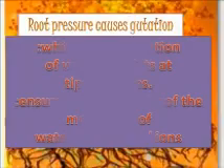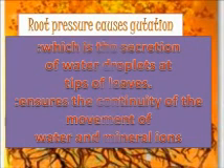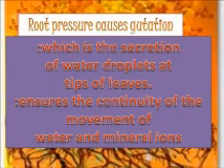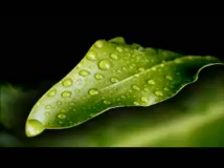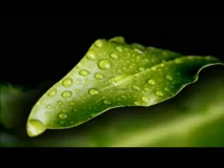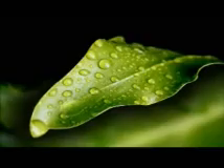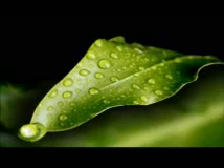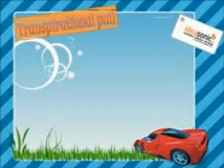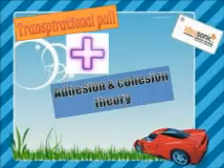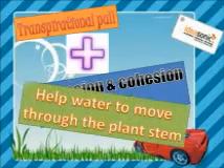Root pressure causes guttation, which is the secretion of water droplets at the tips of leaves. This ensures the continuity of the movement of water and mineral ions. Transpirational pull, with the help of adhesion and cohesion theory, helps water to move through the plant stem.